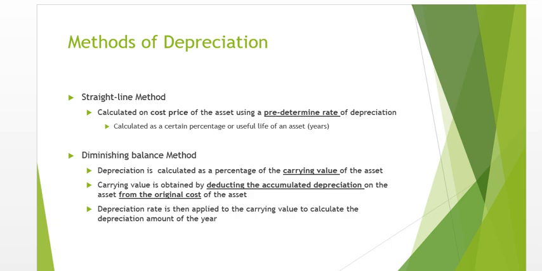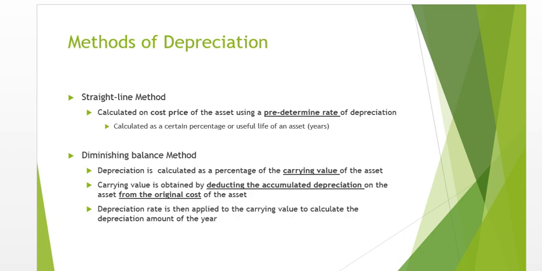Okay, there's a few different methods of depreciation, but the most commonly used methods are the straight line method and the diminishing balance method. With the straight line method, we calculate our depreciation on the original cost price using a predetermined rate of depreciation. So in essence, we take our vehicle of 100,000 Rand and we're just going to depreciate it at a rate of 10% each year or 20% each year.